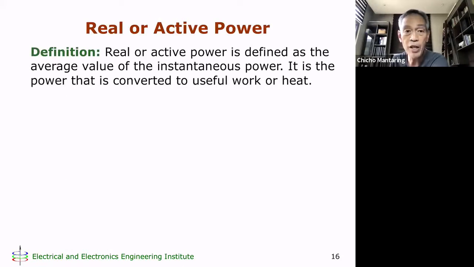Let's get into some definitions. Real or active power. Real or active power is defined as the average value of the instantaneous power. It is the power that is converted to useful work or heat.